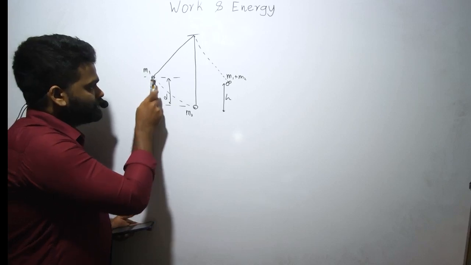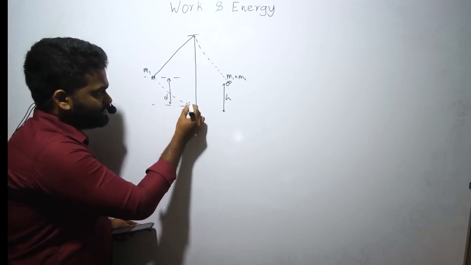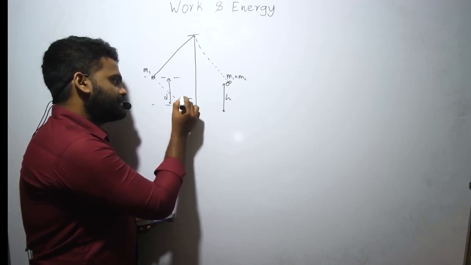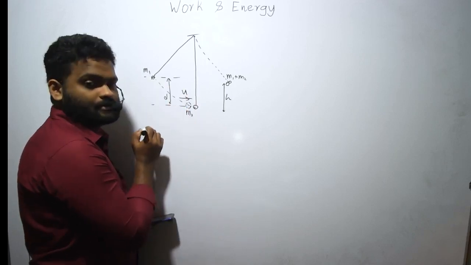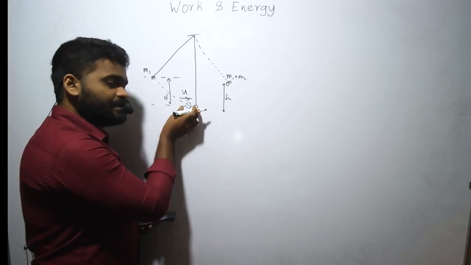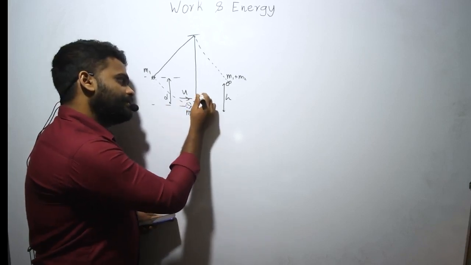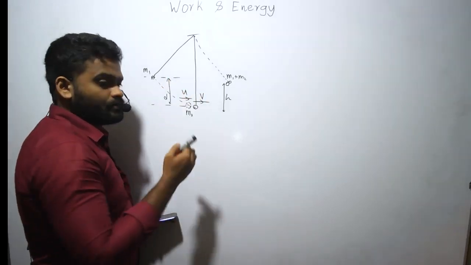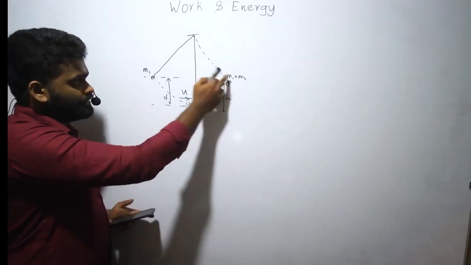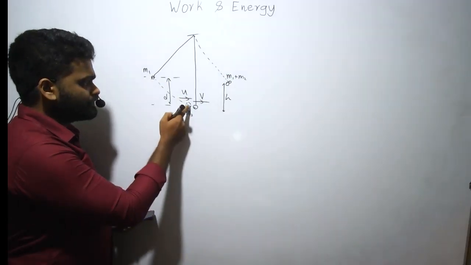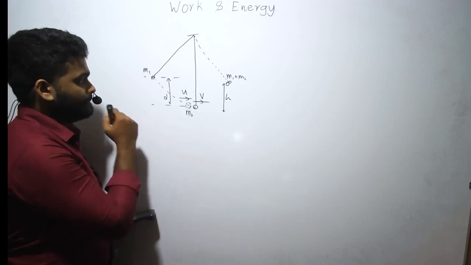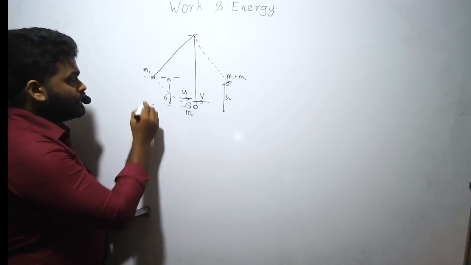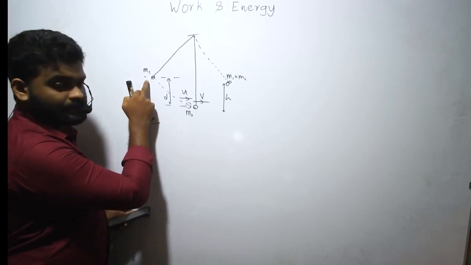Okay. So this object comes here, and just before collision, let's say it has a velocity u. After the collision, after these two attach together, let's say they move at v, right? So this u and v we have to get in terms of the given terms. First let's find u. To find u, you can easily apply energy conservation, only for m1, right?